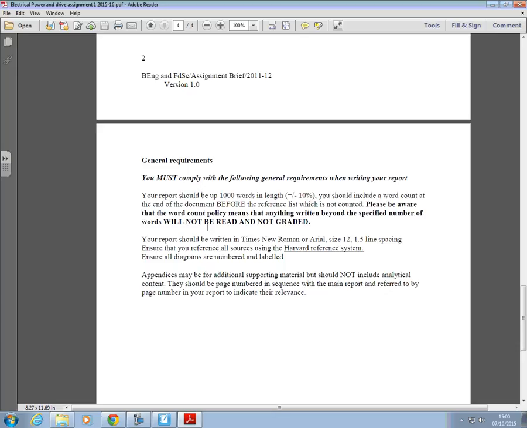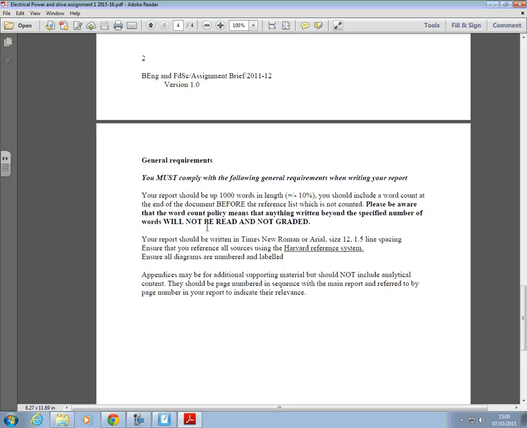Okay? Your report should be written in Times New Roman or Arial. Point size 12, 1.5 line spacing. Make it look nice. Okay? You're not going to print anything, so it doesn't matter about wasting paper. It's only virtual paper. Ensure that you reference all sources using the Harvard referencing system.